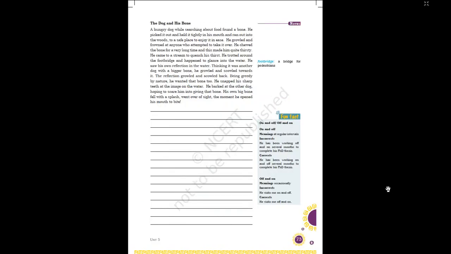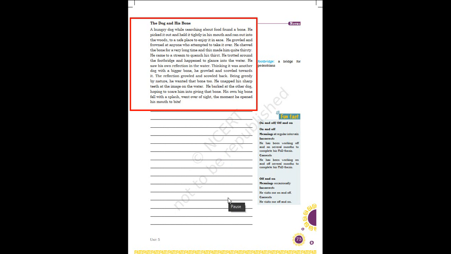Now we'll move on to page number 73. There you have the dog and his bone. You have studied the story in your lower classes. So what are we supposed to do? Prepositions. What are prepositions, children? So children, what are the prepositions here? They are telling that some of the prepositions are incorrectly used in the following story. Correct them and read the story. You have to rewrite the story in the space given below.